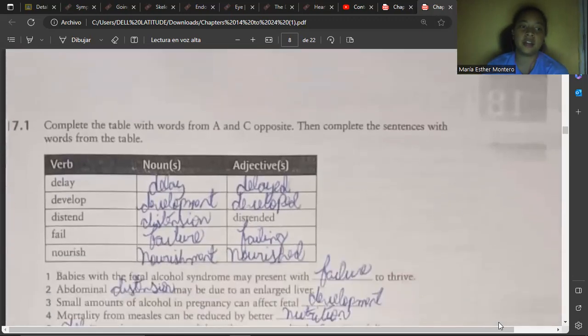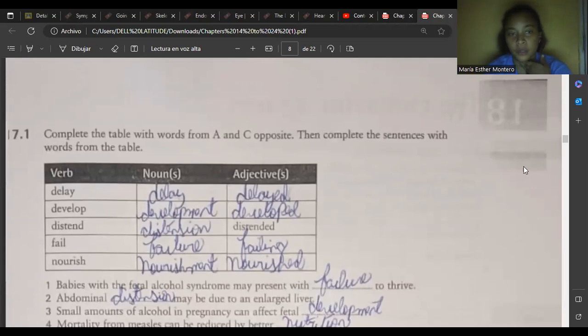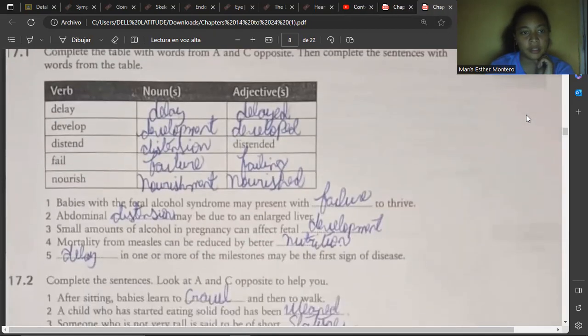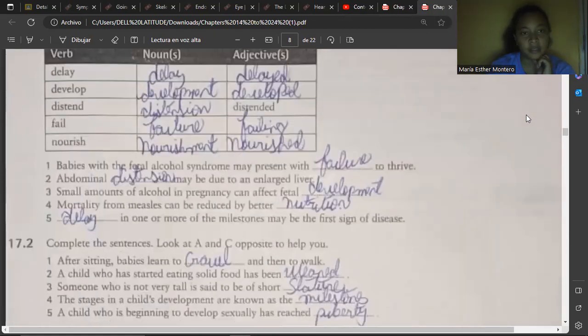Exercises. Exercise 17.1. Complete the table with words from A and C opposite. Then complete the sentences with words from the table. Verb, noun, adjective. Delay, delay, delayed. Develop, development, developed. Distend, distension, distended. Fail, failure, failing. Nourish, nourishment, nourished.